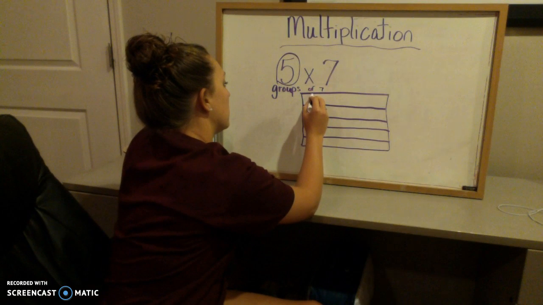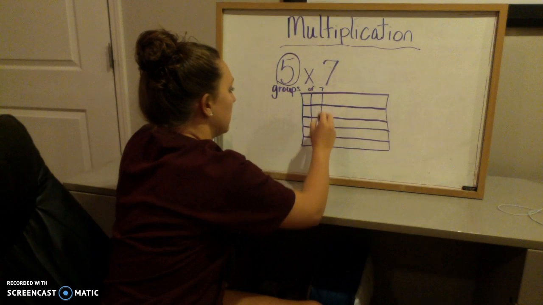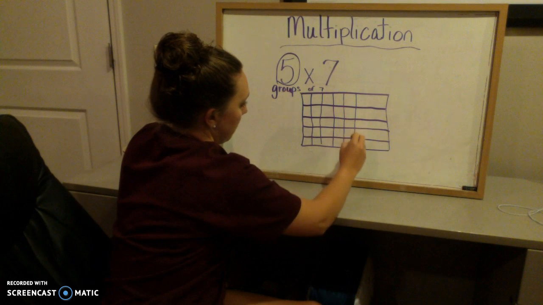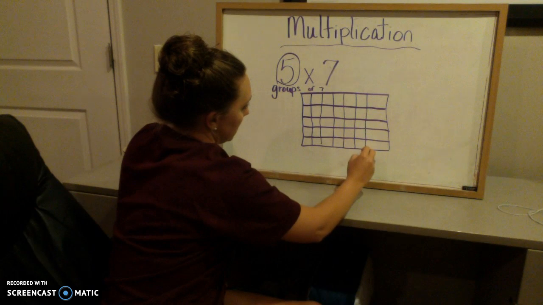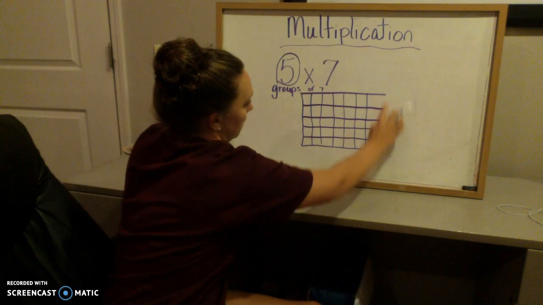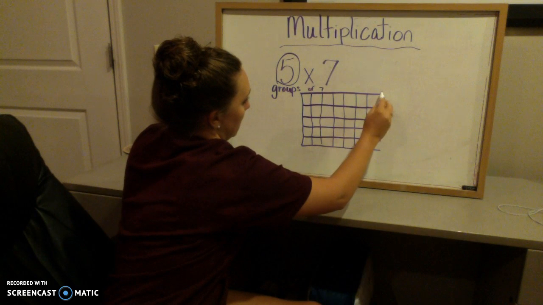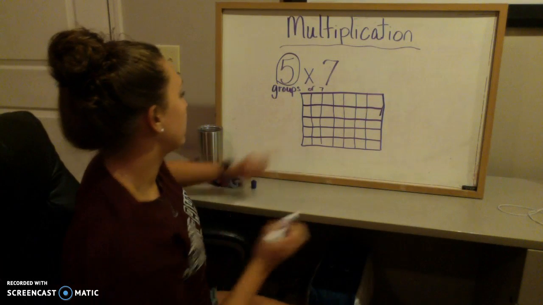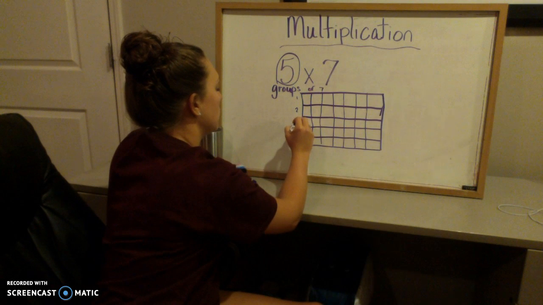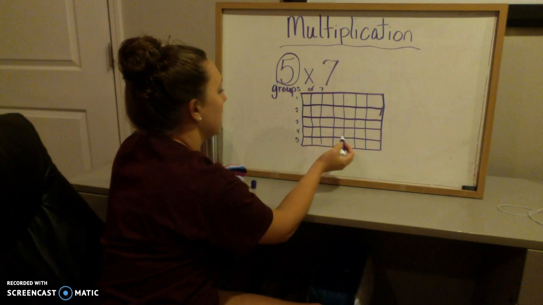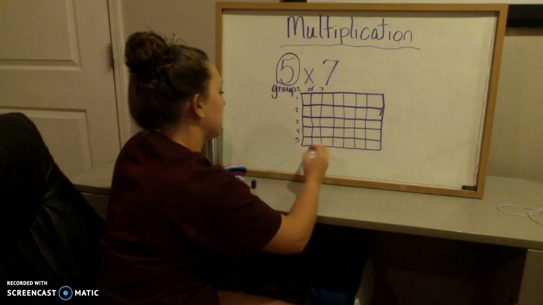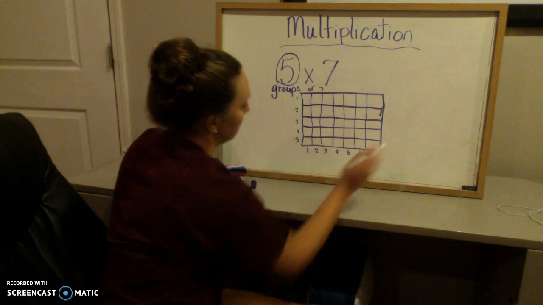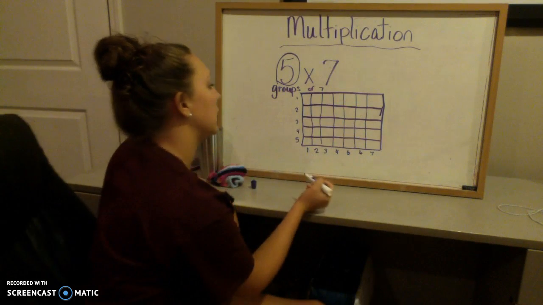Okay? So 1, 2, 3, 4, 5, 6, and then I'm gonna erase a little bit off of here and make this 7. Okay, so I have 5 groups. So 1, 2, 3, 4, 5. Okay, and then I have 7. You could do it at the top or the bottom since I have that up there. 1, 2, 3, 4, 5, 6, 7. So 5 groups, and I have 7 in each one.